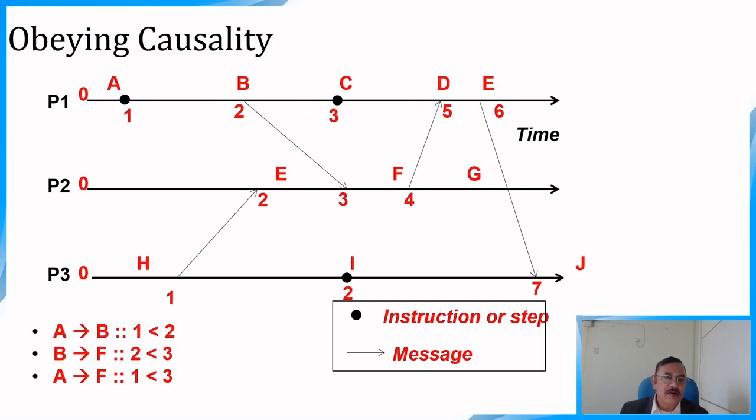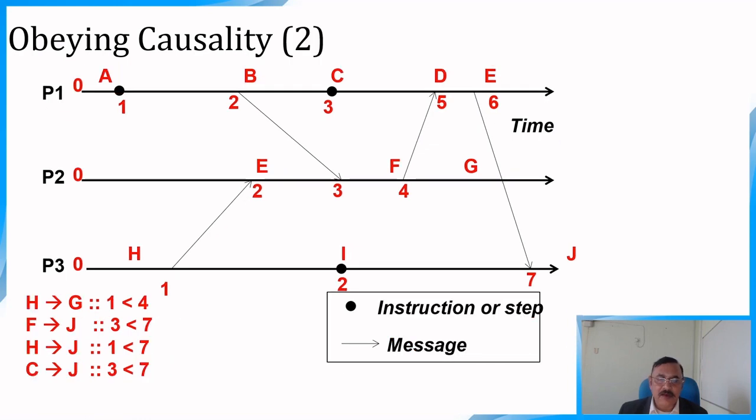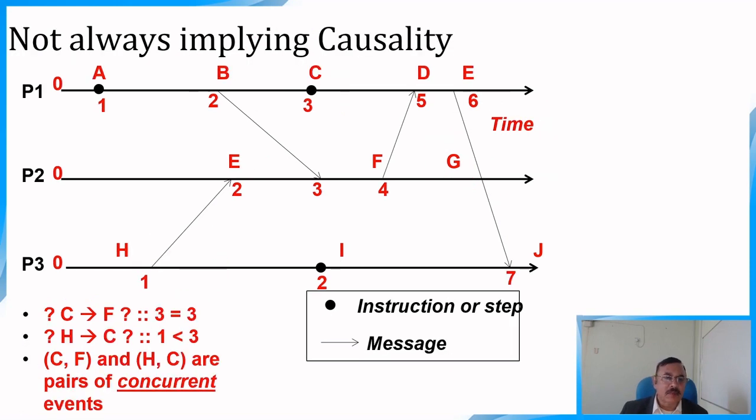Now, similarly, if you see that A has happened before B, this means that the timestamp of A is less than the timestamp of B, and this is how they obey causality. So, H has happened before G. Here you can see that H has happened before G, then the timestamp of H is less than G. That is, it is obeying the causality.